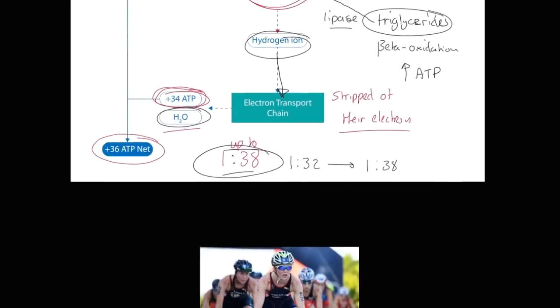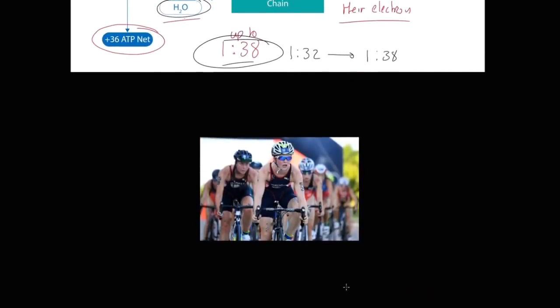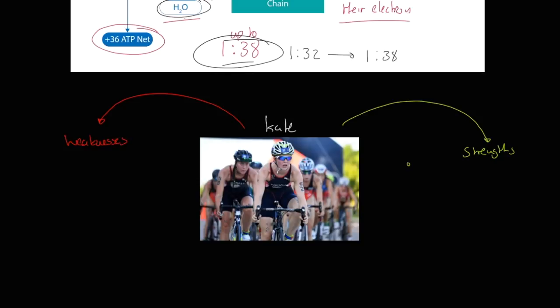Now, let me just drag down a little bit. Let's look at strengths and weaknesses. For Kate, this is Kate, our triathlete. Let's look at strengths and weaknesses. So we have got, let me put strengths here because we want to be able to evaluate if we're asked to do it. Let's put weaknesses over here. So what do we have?